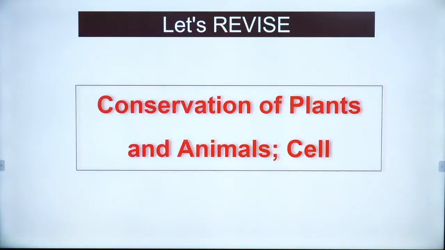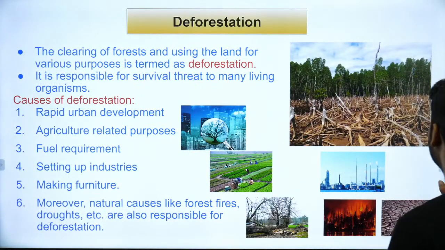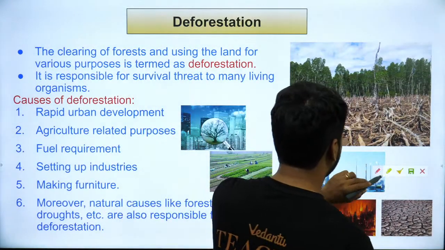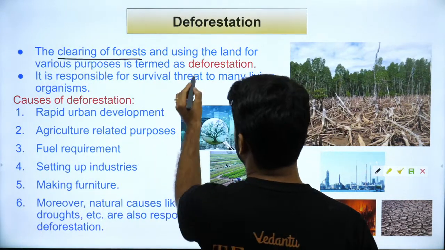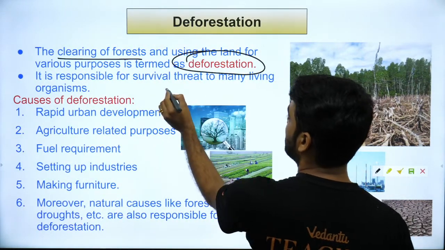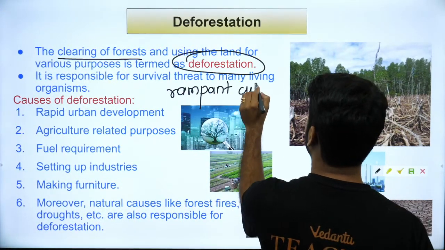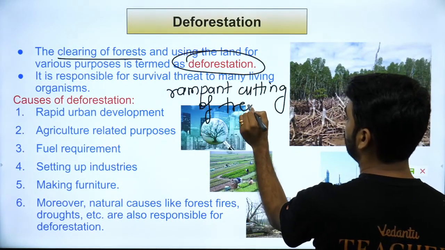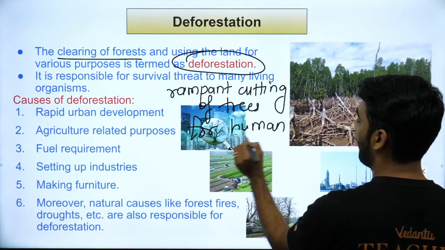And guys, today we are going to revise conservation of plants and animals along with the set. So what do you mean by deforestation? Deforestation is the rampant cutting down of trees, right? It's the clearing of forest and using the land for various purposes. It is called deforestation. You can say rampant cutting down of trees for human activities.